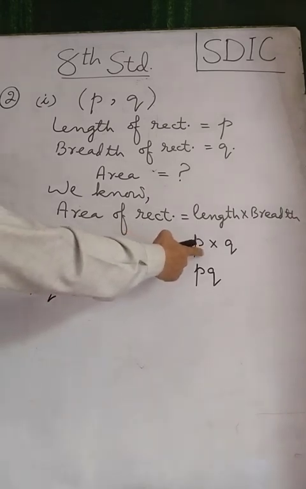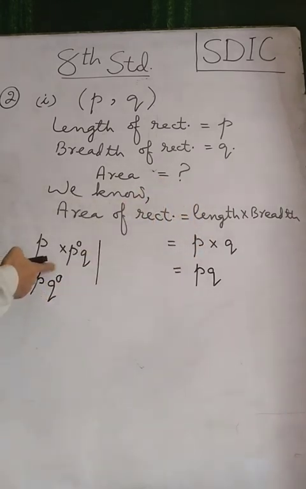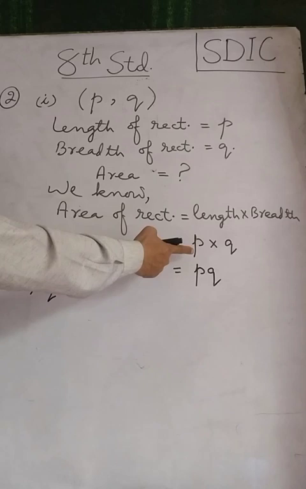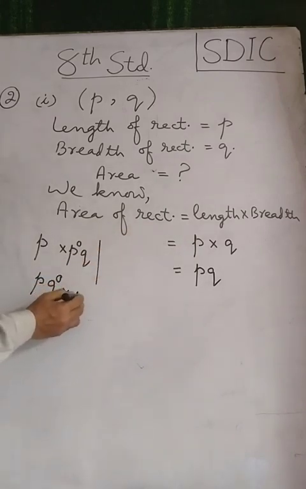Q was not there, so I introduced it by writing power 0. Why? Because anything raised to power 0 is 1. When we replace this Q raised to power 0 by 1, it will become again P. What we have here now is multiplied by P raised to power 0 into Q.